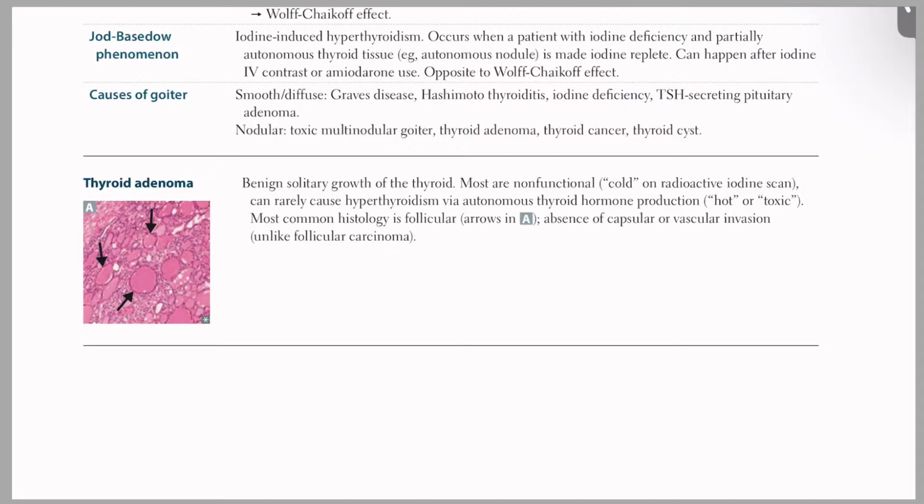Most likely histology is follicular, arrows in A. Absence of capsular or vascular invasion, unlike follicular carcinoma. Benign solitary growth of the thyroid.